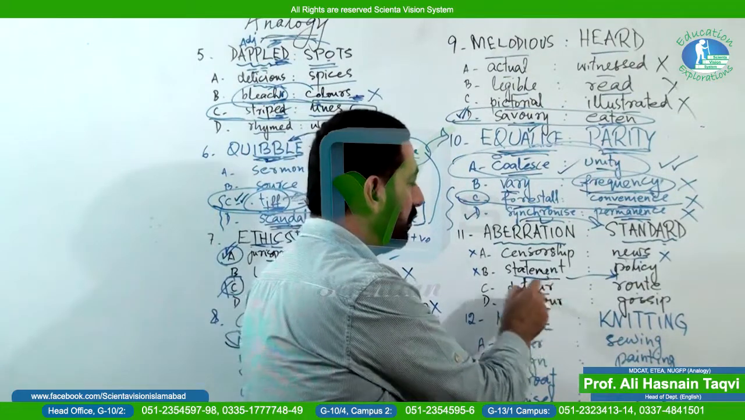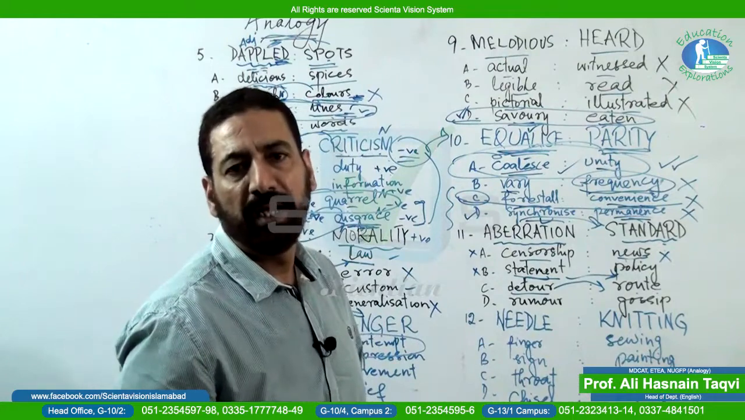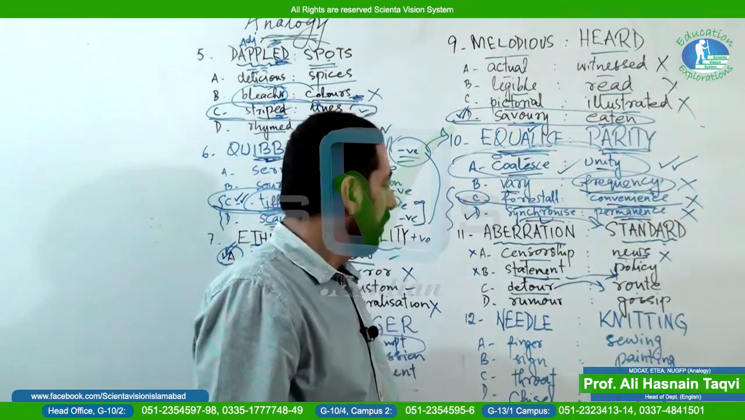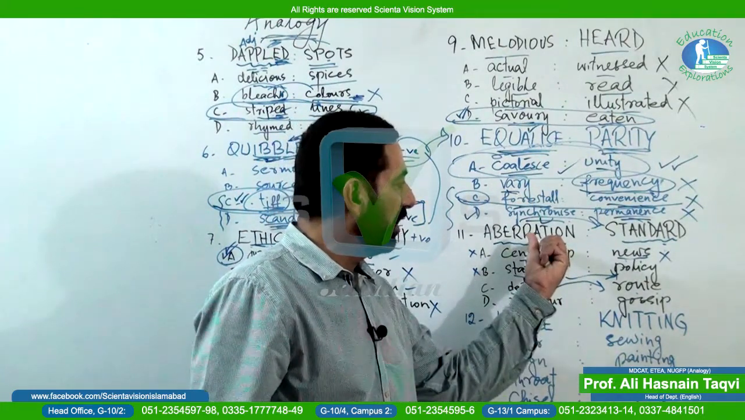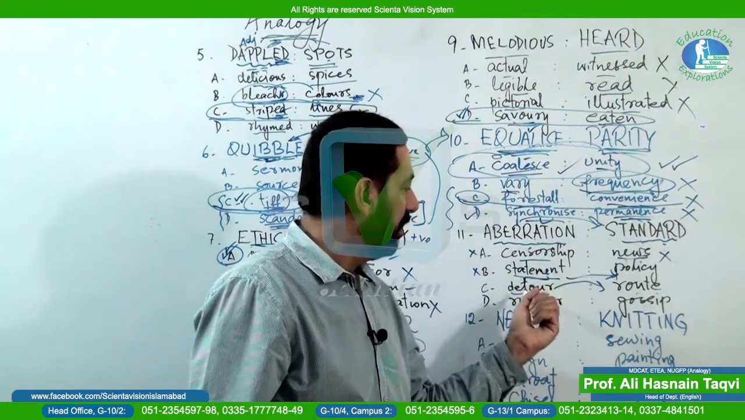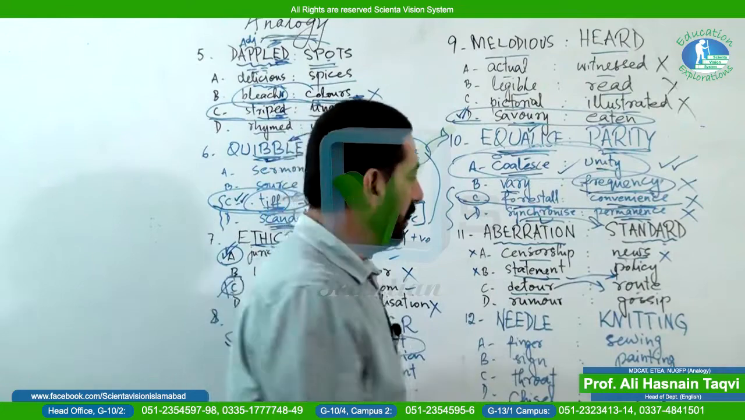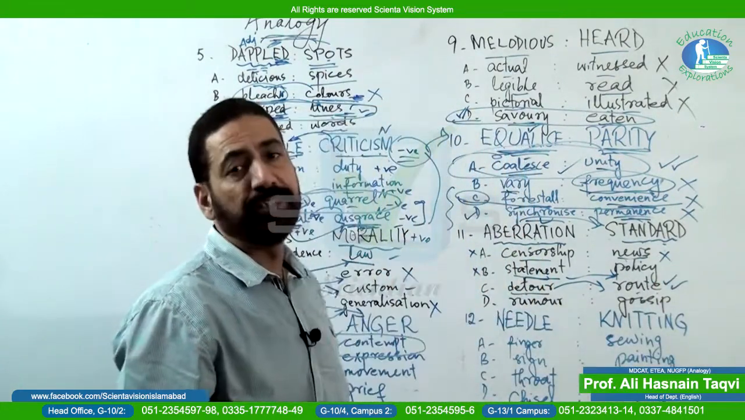Detour, route. Detour is sort of deviating from the route. It's like getting sidetracked. So detour is the kind of relationship here. Aberration is deviation from standard, detour is deviation from route. This is very likely, but mind it, another strategy.